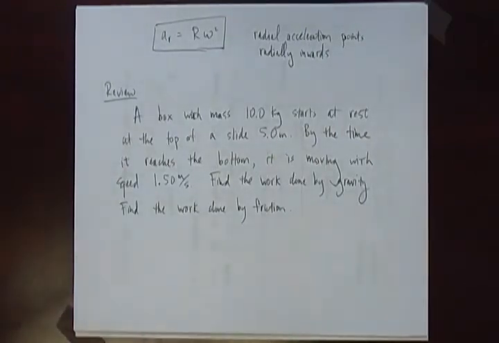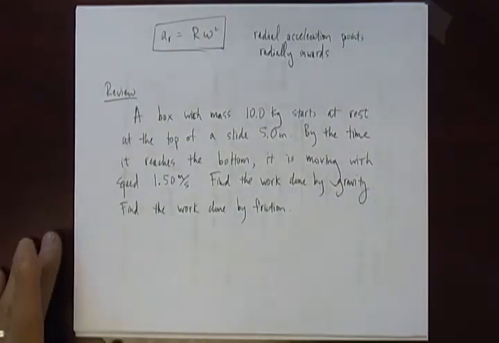Now, you can do this problem a couple of ways. In the notes I do it using the work-energy principle. That's where you write delta K is equal to the work done by the net force. That is perfectly fine. You can also do this problem by using the formula that the work done by a non-conservative force is equal to the change in the mechanical energy. That's also perfectly fine.